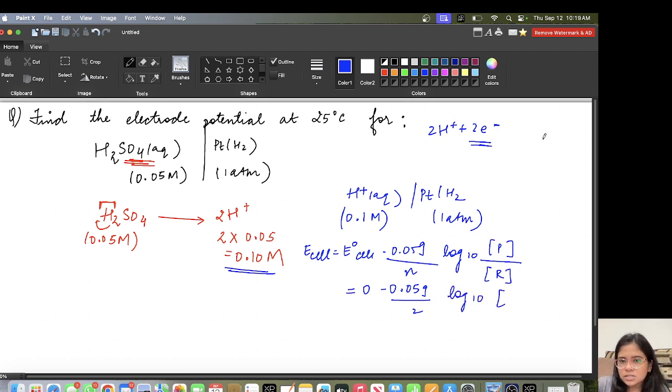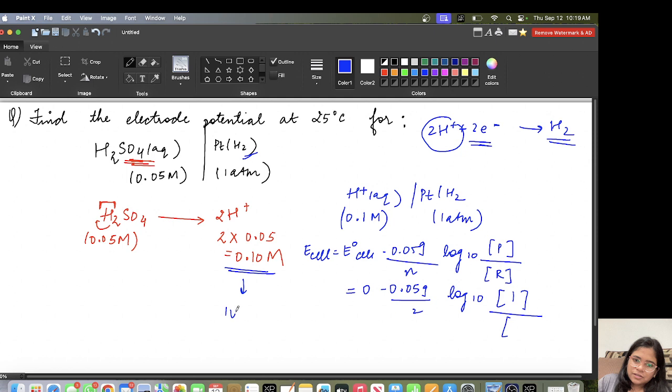Now what is the product here? H2, so what is the pressure of H2? It's 1, divided by the reactant. Reactant is 2H+, so the concentration will be 0.10. Can I write it as 10 raised to the power minus 1? Yes. So 10 raised to the power minus 1, all raised to the power 2, because this is the coefficient 2 here. When you solve it, you will get the answer as minus 0.059. What is the unit? Volt.